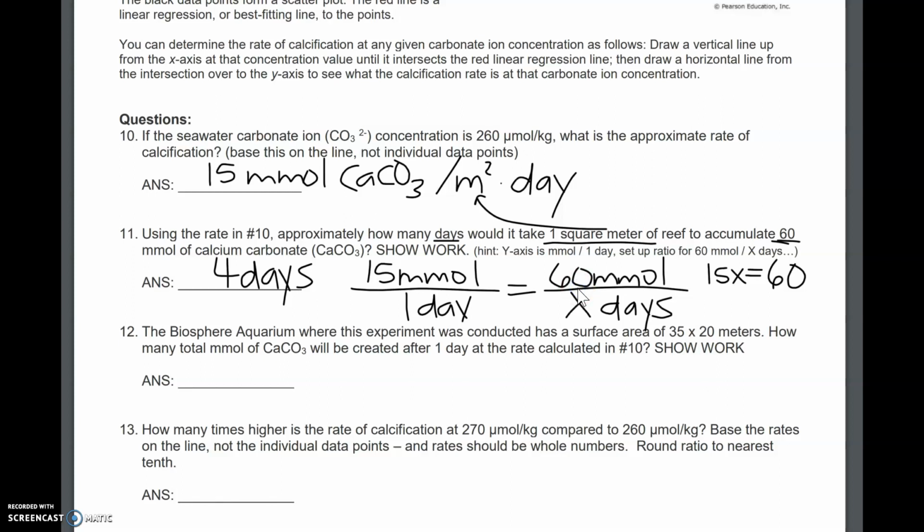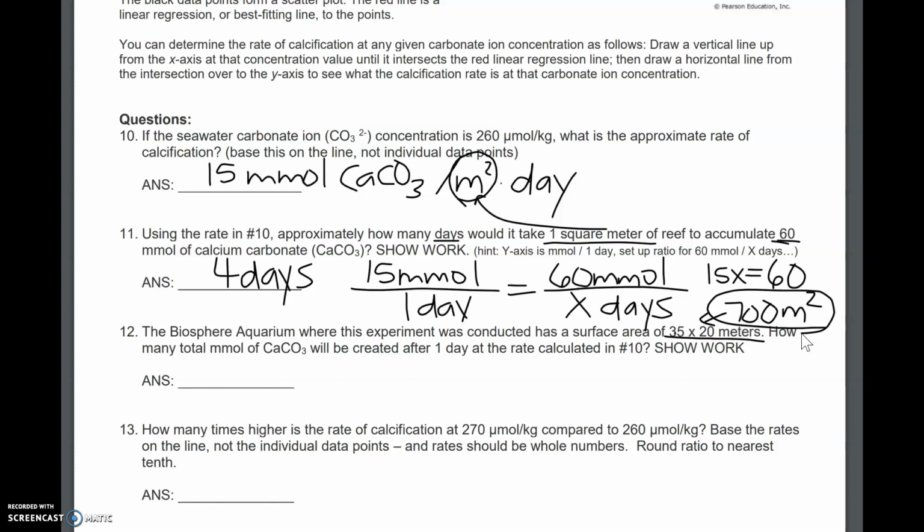Now let's take a look at the next one, number 12. So it says that the Biosphere Aquarium where the experiment was conducted has a surface area of 35 by 20 meters. Now the first thing you need to know is, remember how our units were per square meter. Well, remember, surface area is length, basically length times width here. So if the surface area is 35 by 20 meters, if we multiply that out, that's 700 square meters. Okay, so now we know the size of our tank. So they want to know how many total millimoles will be created after 1 day.